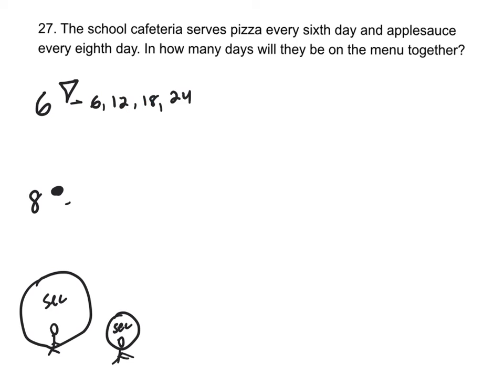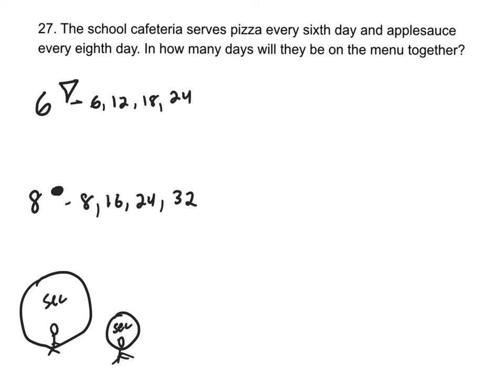So 6 days, 12, 18, 24. So 6 days go by and you got pizza. Another 6 days, on the 12th day you've got pizza. Another 6 days, on the 18th day you got pizza. Another 6 days you got pizza on 24. Okay, how about 8? So let's do multiples of 8. So 8 times 1 is 8. 8 times 2 is 16. 8 times 3 is 24.